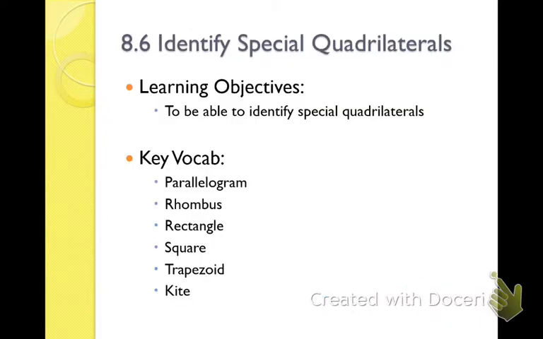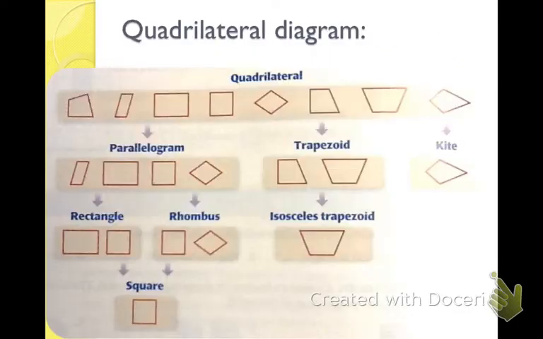8.6. Identify special quadrilaterals. So this is a graphic organizer. Okay, you might want to go back and study it. We won't take a lot of time to go over this, but we've got the big family. All these are quadrilaterals, right? Even the kite is a quadrilateral. All these are quadrilaterals. Okay?